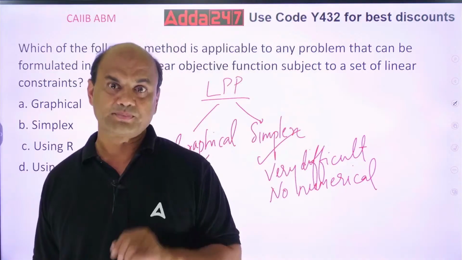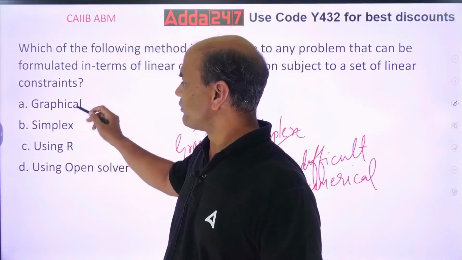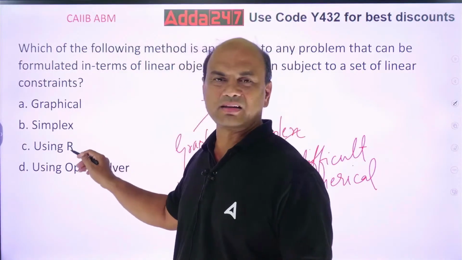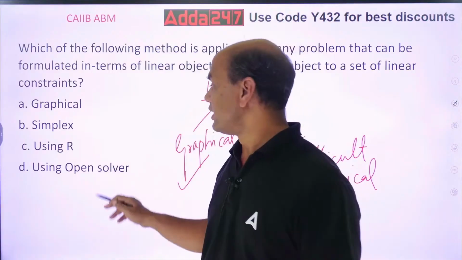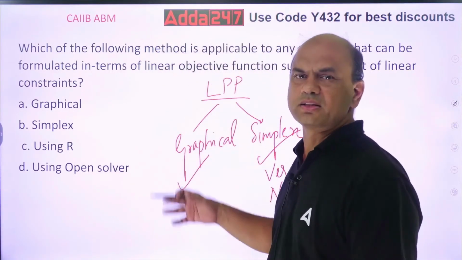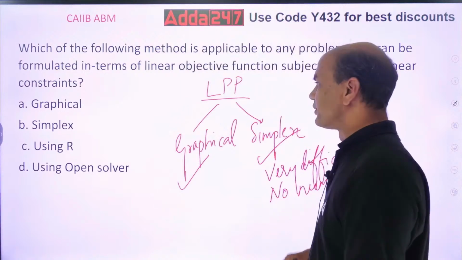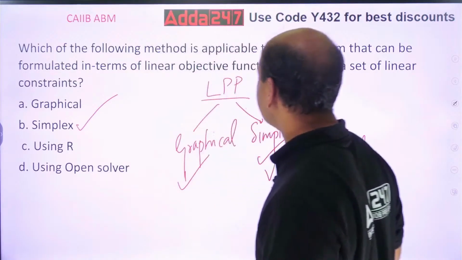So the answer for this: which is the best method? Graphical, simplex, using R, which is not a method used at CAIIB level, and using OpenSolver. These are all AI related and technology related, so move out. The correct answer over here is simplex. Okay?